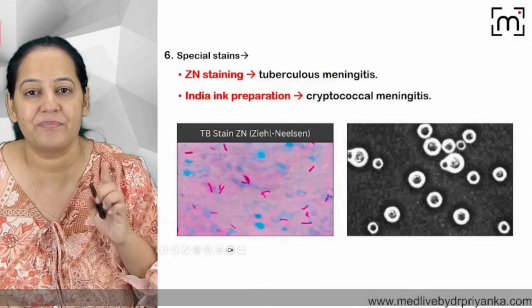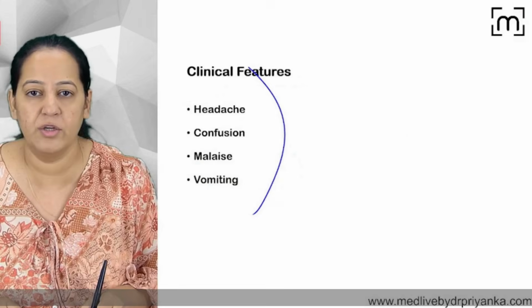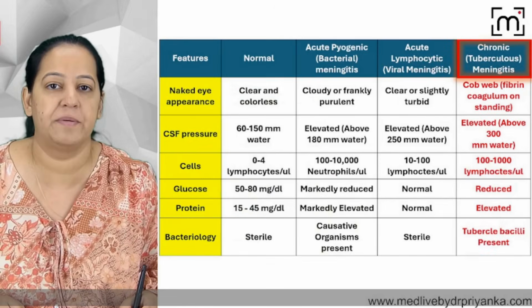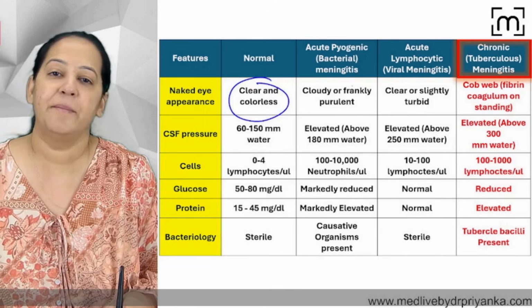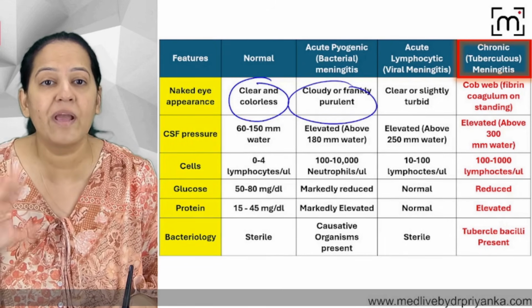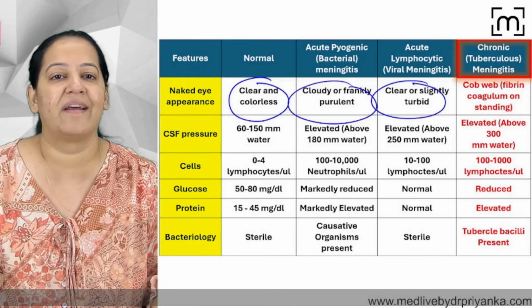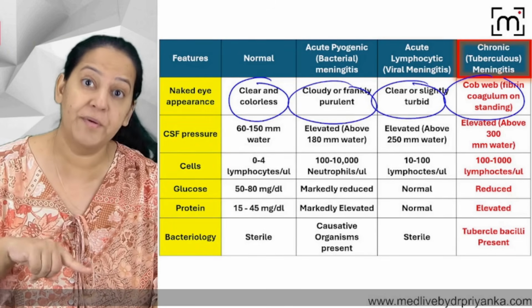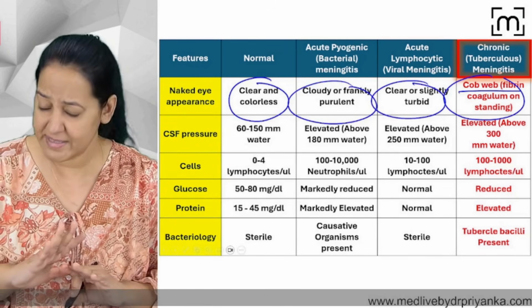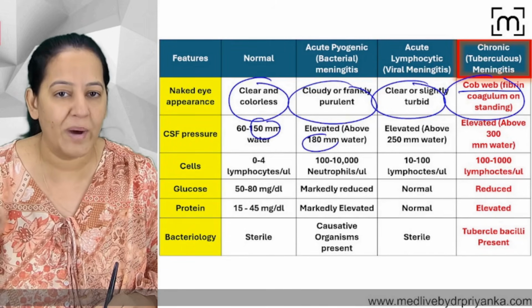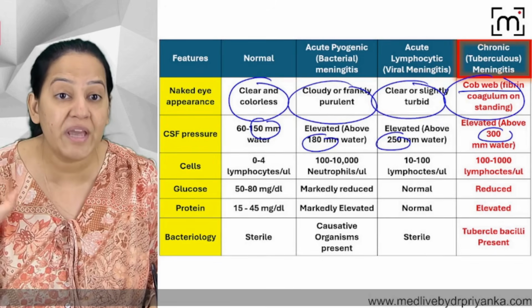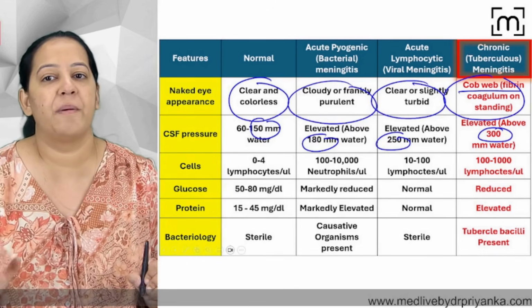Here you can see. Let me show you the table, where you can compare. Here the normal CSF is clear. In the bacterial one, it is turbid, cloudy, looking like pus. In the viral one, again, it's clear. And here in chronic, if it is tubercular, it will form the cobweb. If it is cryptococcal, it will be clear only. Here the pressure is 150, here it's 180, here 250, and here it's 300. Highest pressure, 300 mm of water.